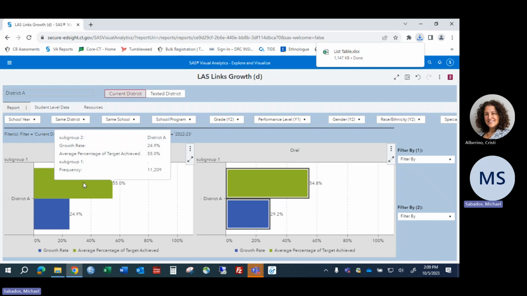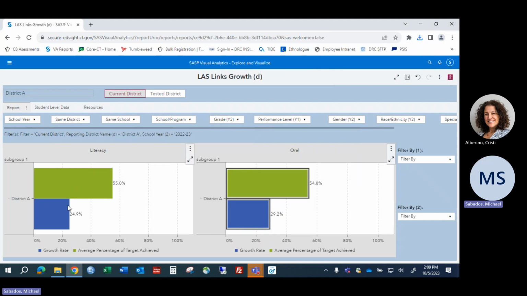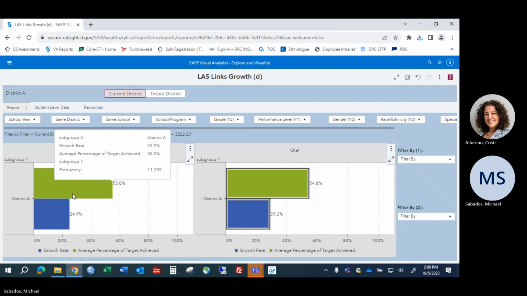Now the green bar for both of these graphs is called average percentage of target achieved. What this means is, what percent of their target is a student meeting? So for a group, on average, whether it's the district level, a school level, or a grade level, what percentage of their growth target is this group of students meeting?